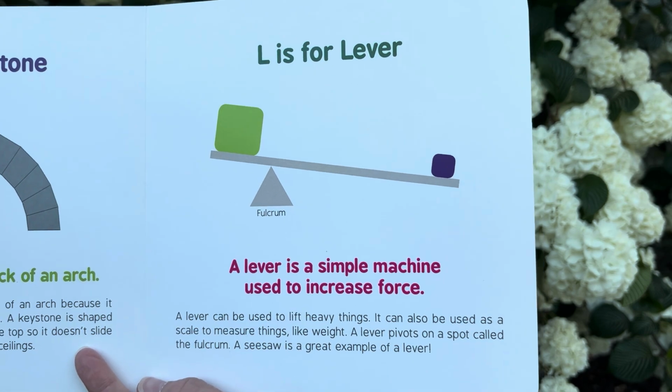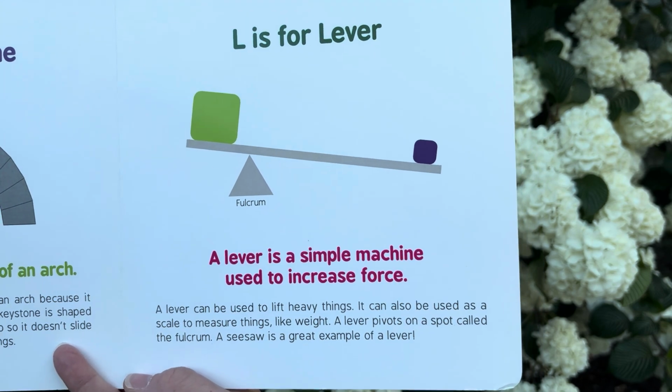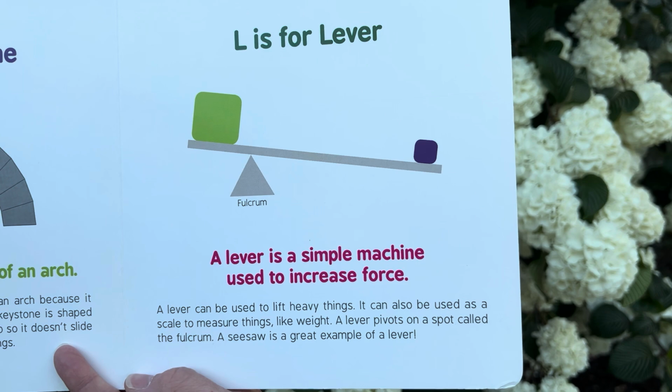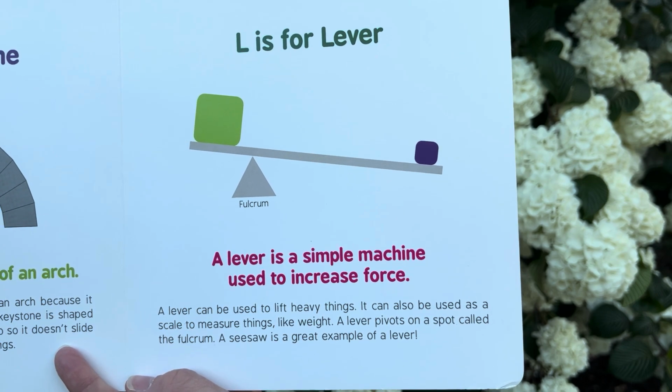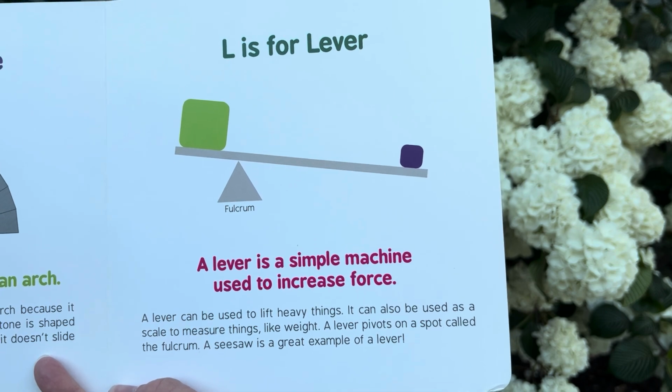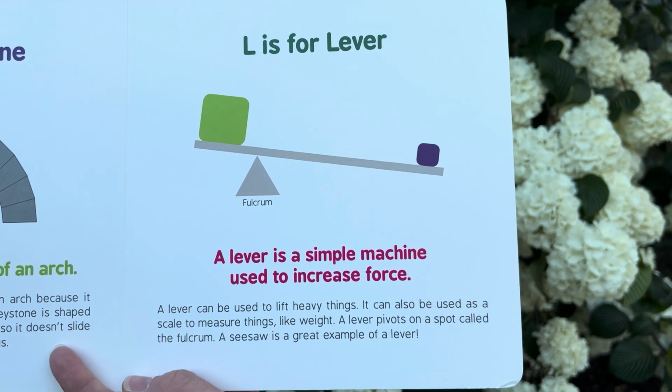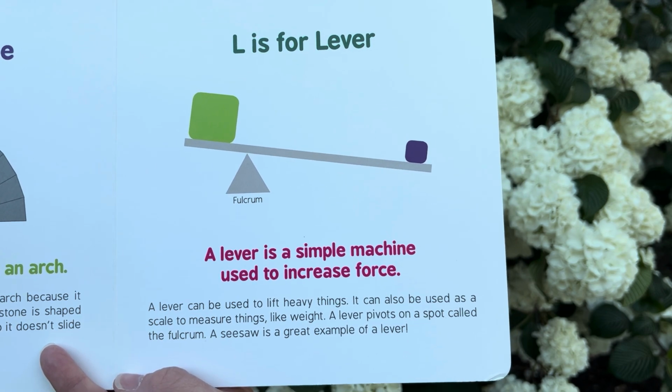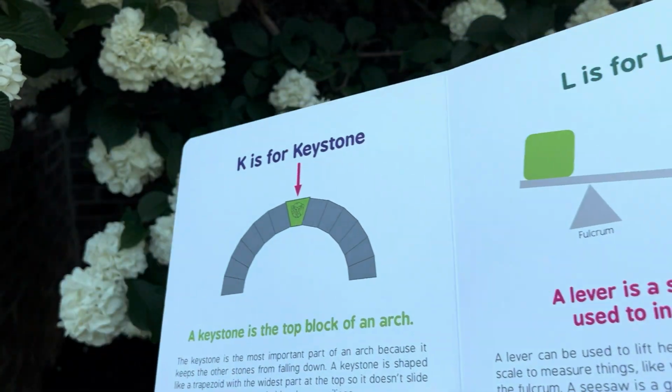L is for lever. A lever is a simple machine used to increase force. A lever can be used to lift heavy things. It can also be used as a scale to measure things like weight. A lever pivots on a spot called a fulcrum. A seesaw is a great example of a lever.